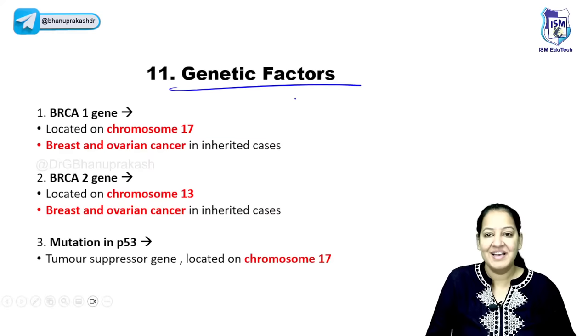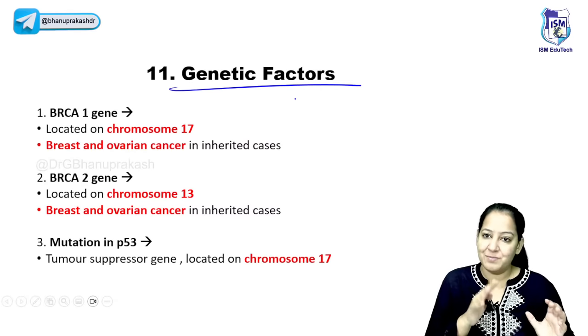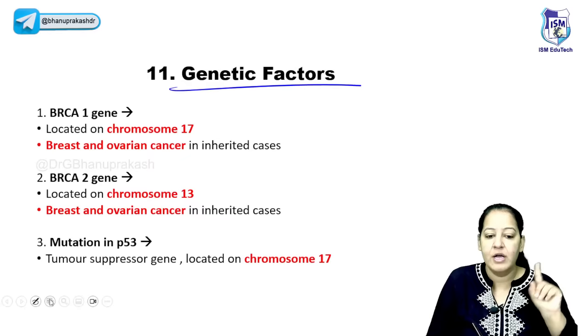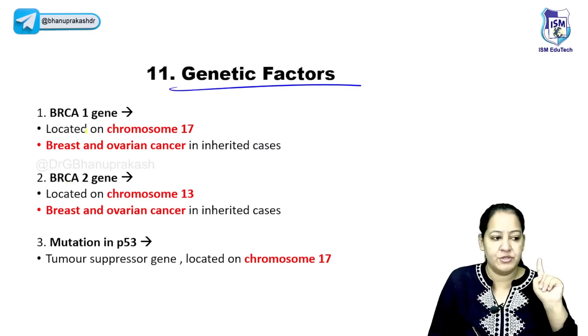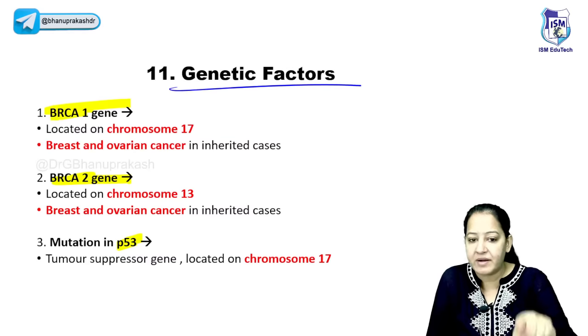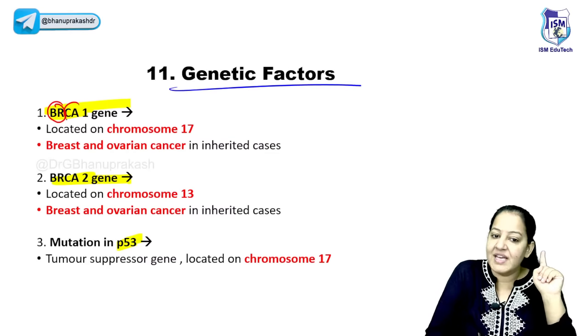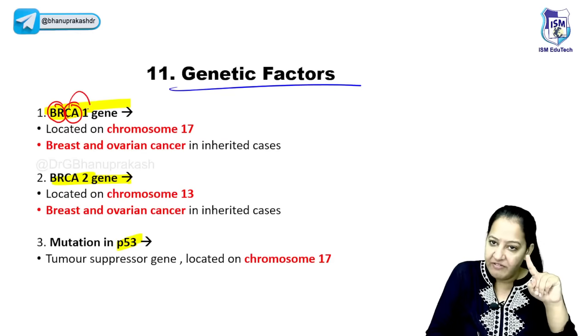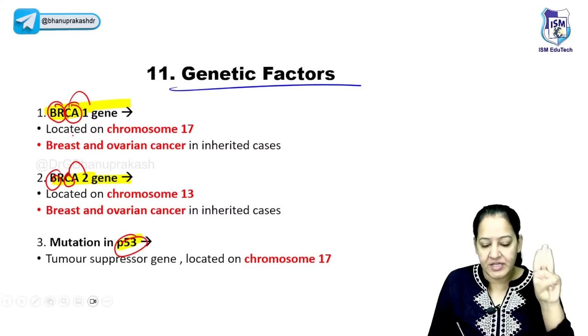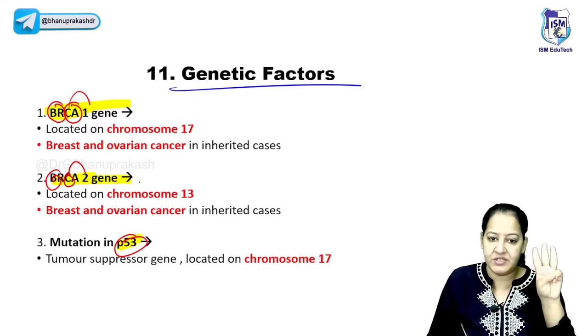Now, genetic factors. All of these I told you are the sporadic causes of breast cancer. Now, the genetic factors. There are three genes you have to learn. What are the names of the three genes? Let me tell you the three genes: BRCA1, BRCA2 and P53. What do you mean by BRCA1 and BRCA2? What is the full form of BRCA? BR is breast, C is carcinoma. Breast carcinoma 1 gene, breast carcinoma 2 gene, and P53 gene. These are the three genes I am talking about.